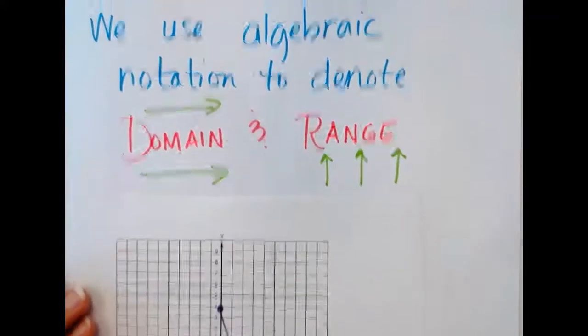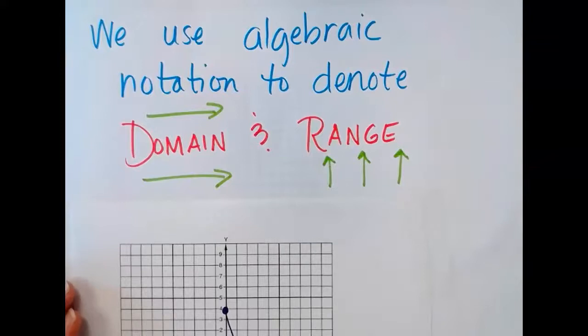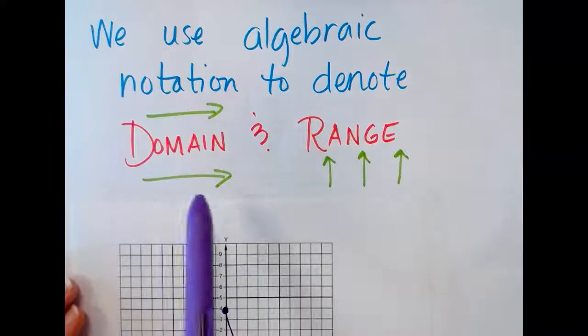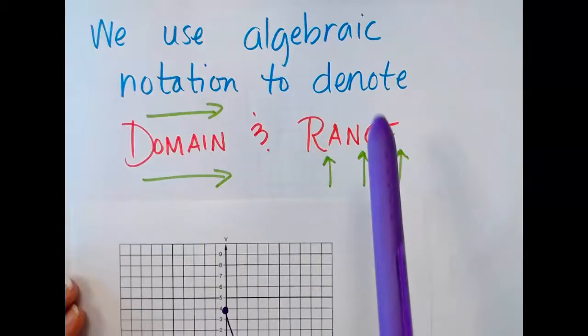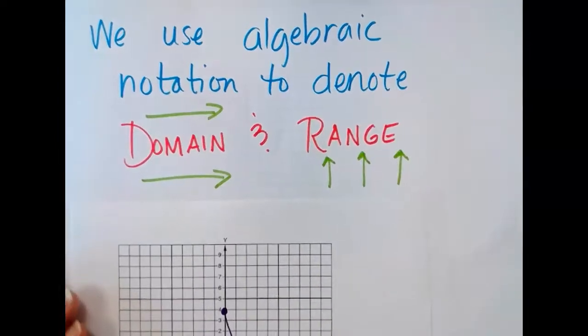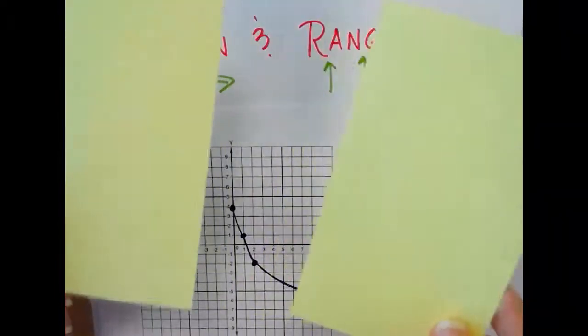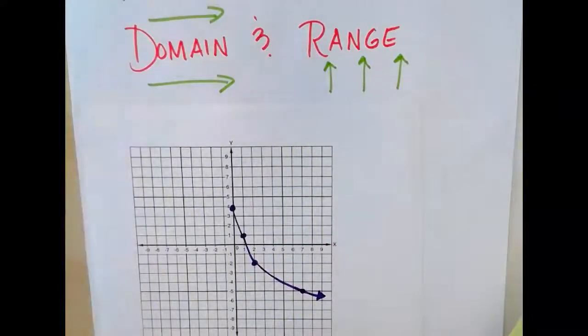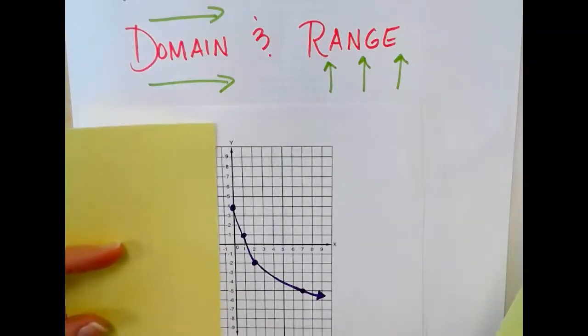Now, one thing to remind you is that we are going to use algebraic notation to denote the domain and the range. And once again, I'm reminding you with my arrows, the domain is read from the left to the right, the range is read from the bottom to the top. And if you've got two handy index cards, that's what I'm going to use to help you understand how to find the domain and the range. So first of all, domain, left to right. Here's what I'm going to do: I'm going to use my index card and slide until I hit the graph.